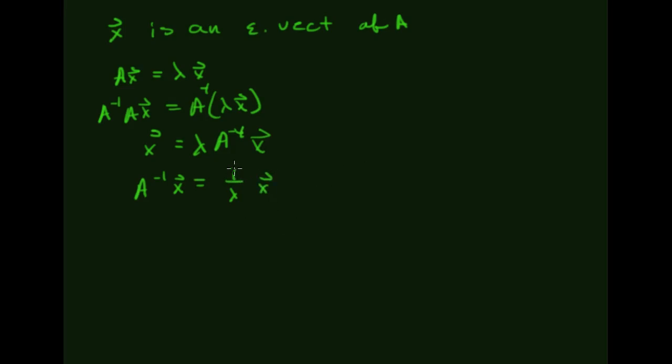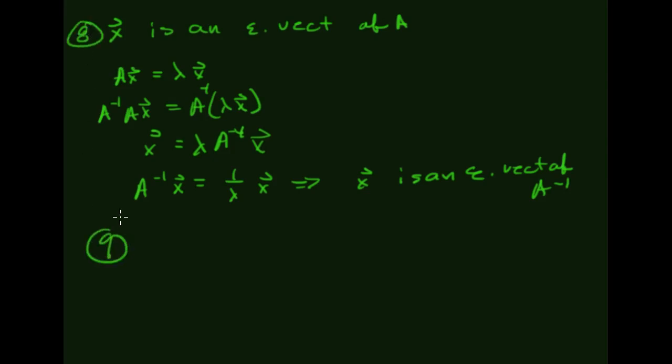So this is a constant times X, so this is going to tell me that X is an eigenvector of A inverse, and you can play this game backwards to show that everything that's an eigenvector of A inverse is also an eigenvector of A. So this is number 8.